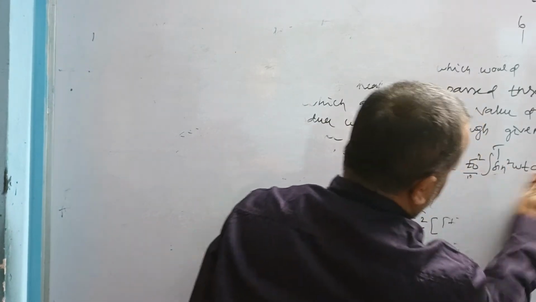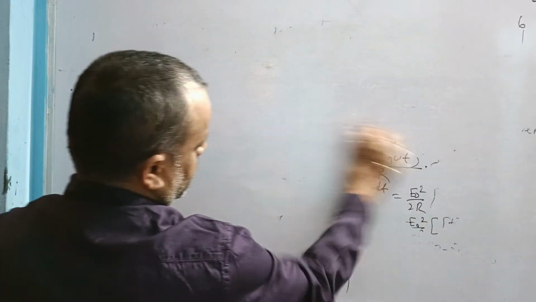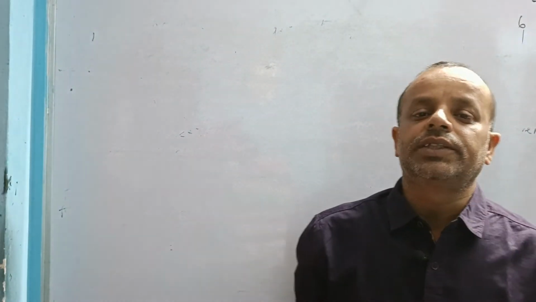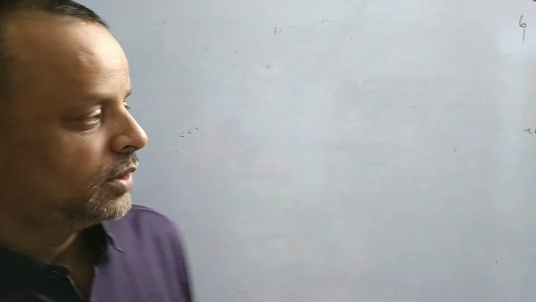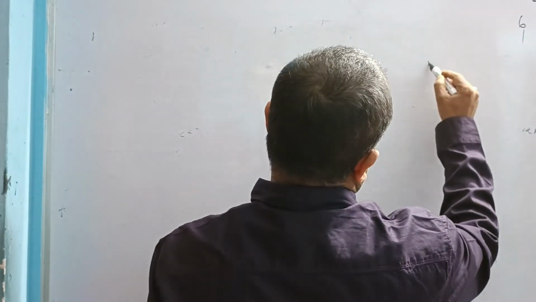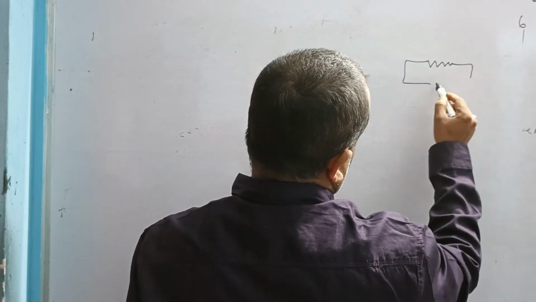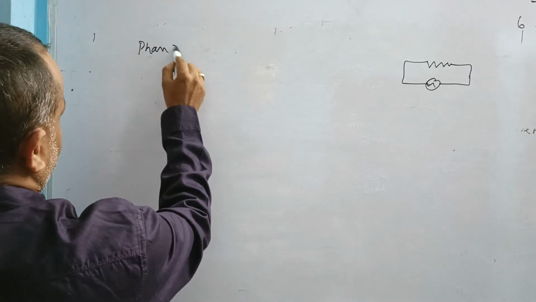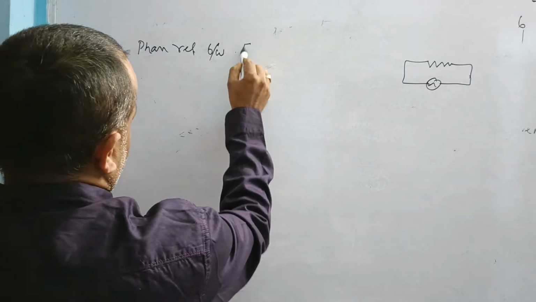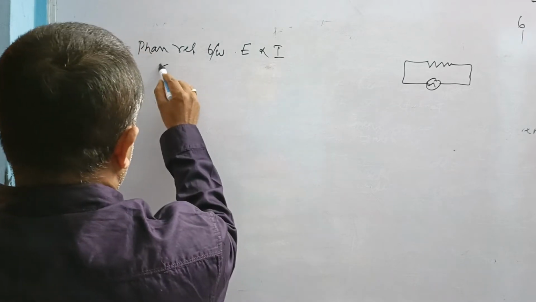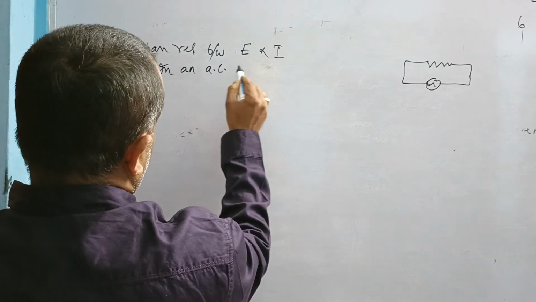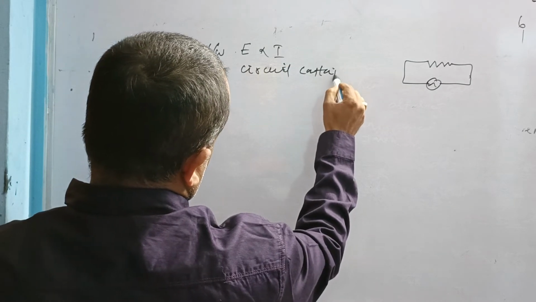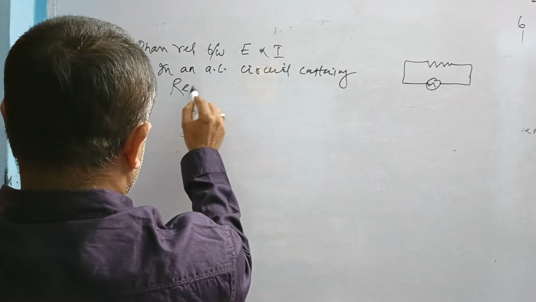See, the next topic will be: what is the phase relation between current and EMF in an AC circuit containing resistance only. Suppose in a circuit we have only resistance. So what is the phase relation between E and I in an AC circuit containing resistance only?